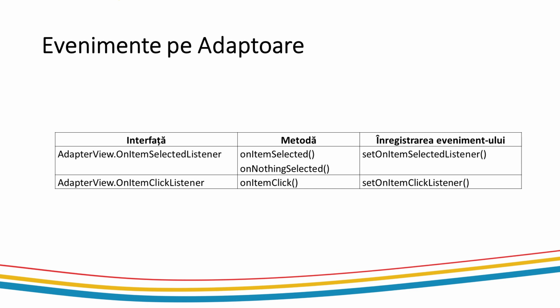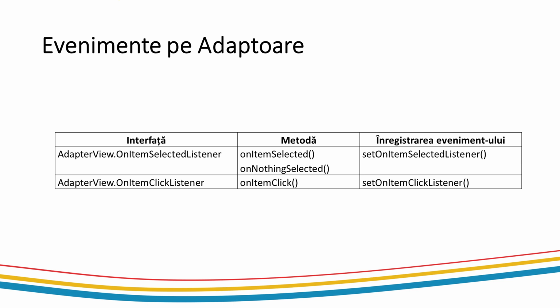This one's used when the user selects an item in a list or grid, like when you choose an email from your inbox or tap on a photo in a gallery. So it's about figuring out which item's been selected and then doing something based on that selection. Exactly. This interface has two methods you can use, onItemSelected and onNothingSelected.